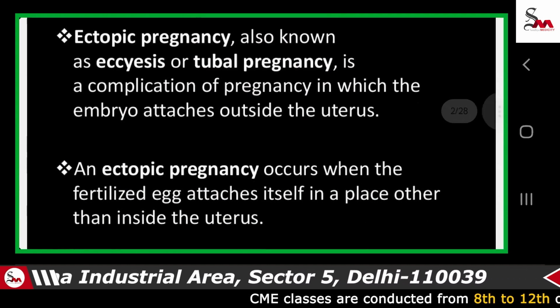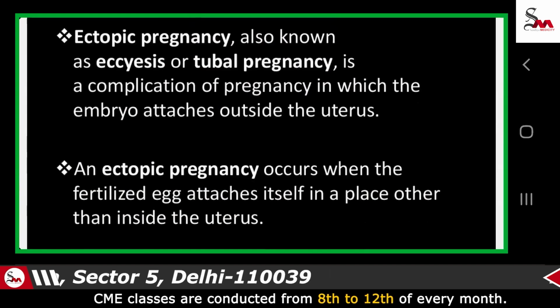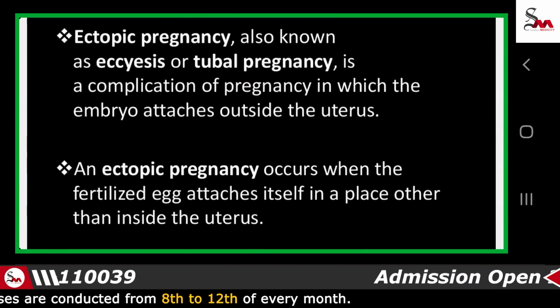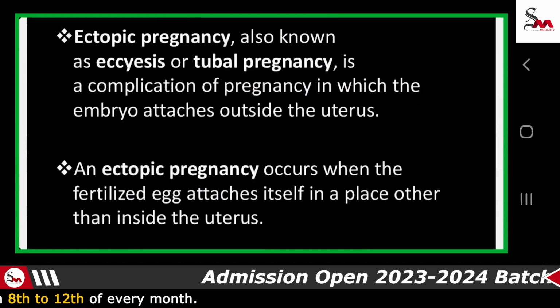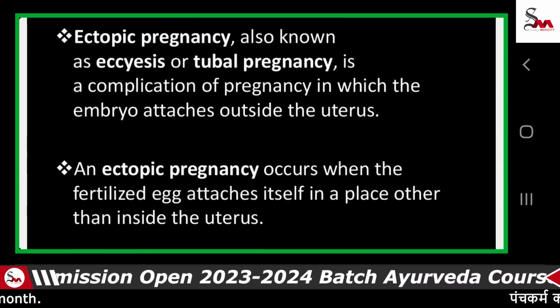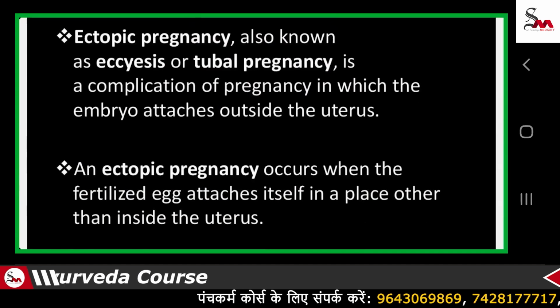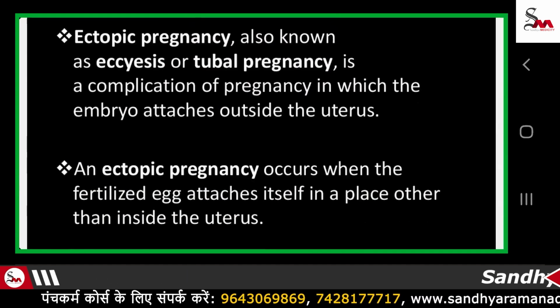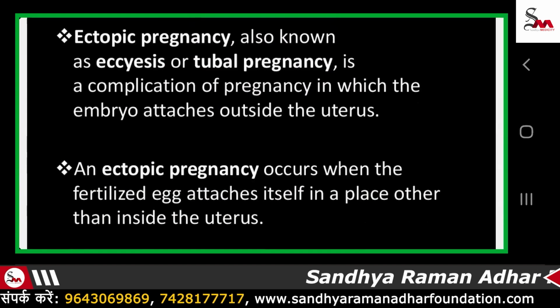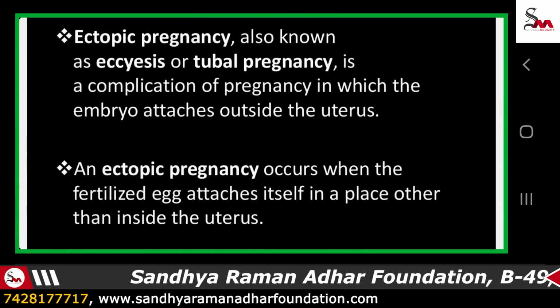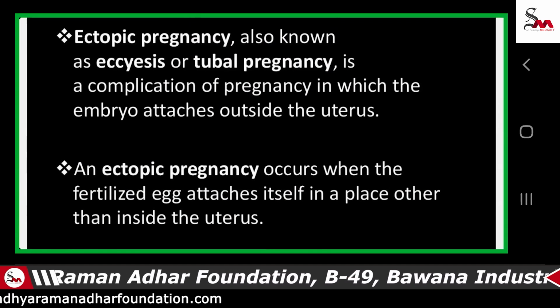An ectopic pregnancy occurs when the fertilized egg attaches itself at a place other than inside the uterus. The normal place for the fertilized egg to grow is inside the uterus, but when it grows in an area other than the uterus, it comes under ectopic pregnancy. Tubal pregnancy is a name given because it is the most common site.